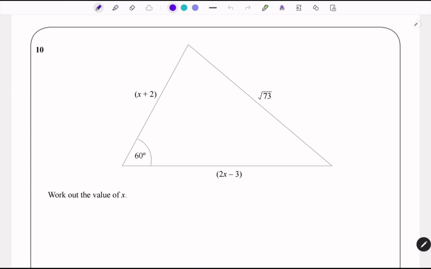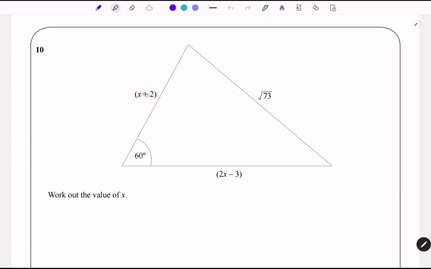Okay, so this is a tricky cosine rule question. As you can see, we've got a non-right angled triangle, so it's either going to be cosine rule or sine rule or area of a non-right angled triangle. It just says work out the value of x. So we can see x is an unknown length.